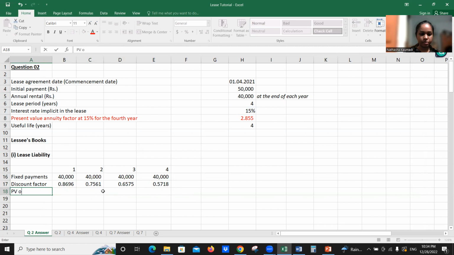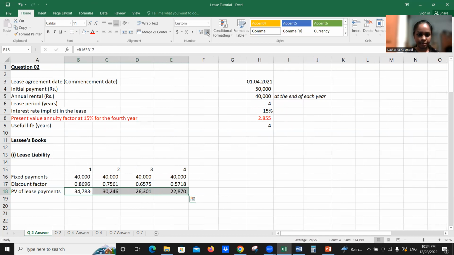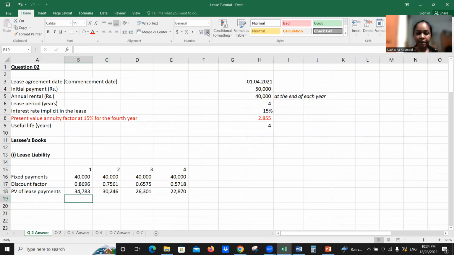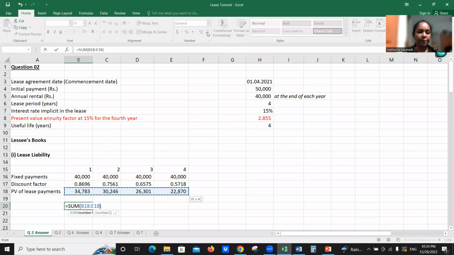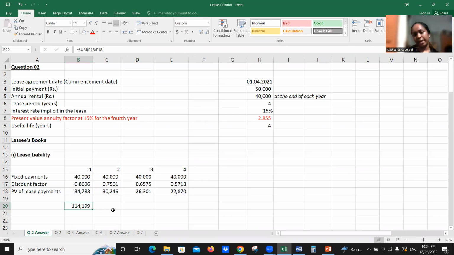Present value of lease payments. How to take that? You multiply 40,000 by the discount factor. Likewise, you can get the figures. Since I'm using Excel, I take it fast. You can multiply and get it. After multiplying, we take the total of these 4 present-valued payments. It's 114,199. Let me check the answer. Yes. 114,199. So you can get this figure using these discount factors.